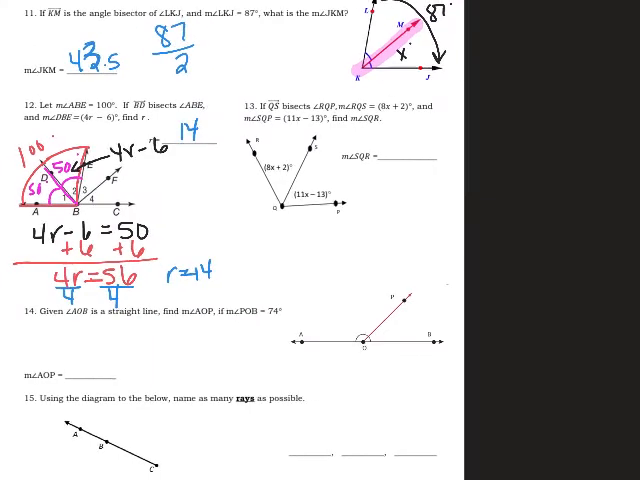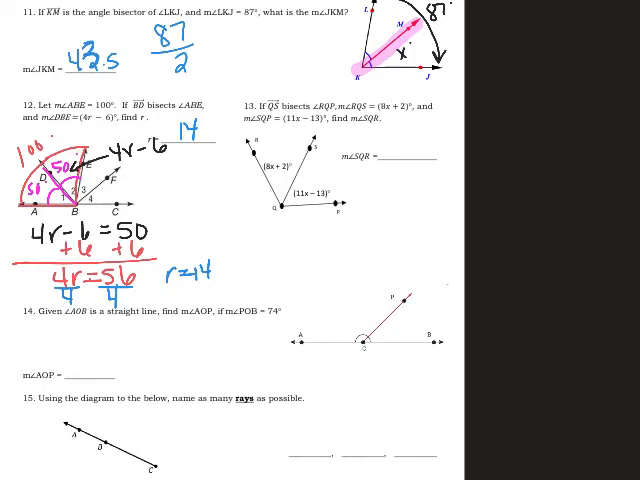All right, look at the next one. Also talking about bisecting. QS bisects angle RQP. So these two angles are equal. So if I give you the two equations for each piece, how do I find the measurement of SQR? So what do I want to do with these two expressions? Do I want to add them? What do you know about them? They're what to each other? Equal. Remember, anytime anything's equal, set it equal. 8x plus 2 is equal to 11x minus 13.